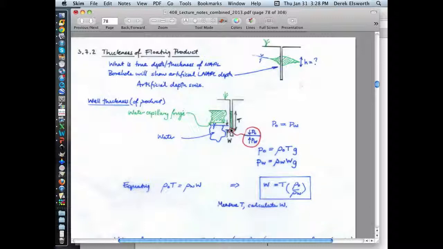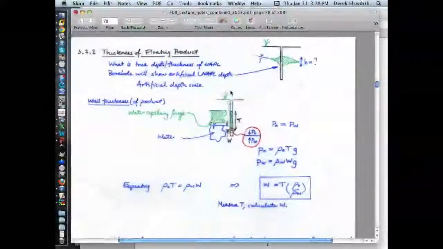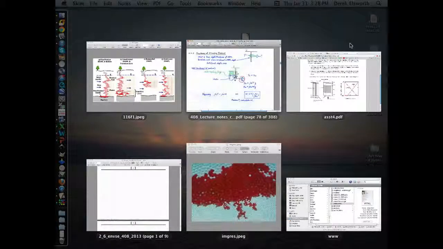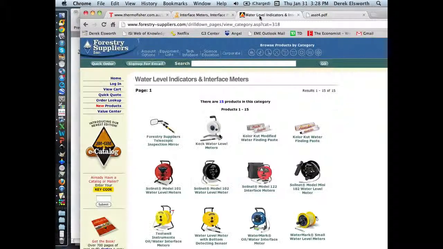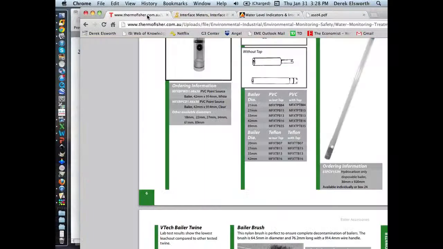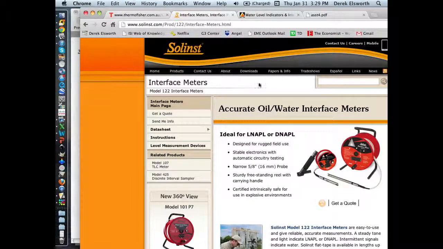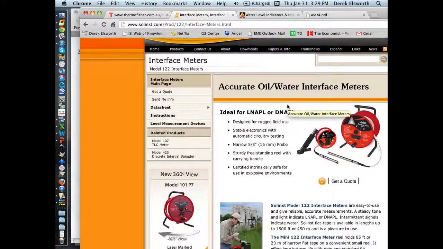And we'll measure it. So in 452, when you measured, did you ever go out into the field to do any of this stuff? Did you ever go out to the well field? Penn State well field? No? Did you ever use a water level indicator? No? Okay.